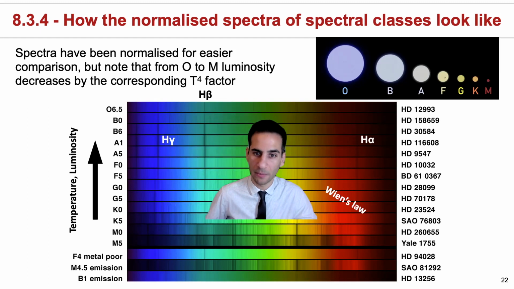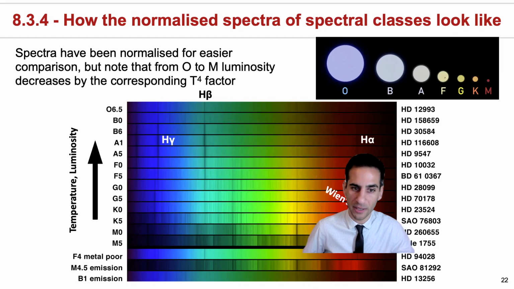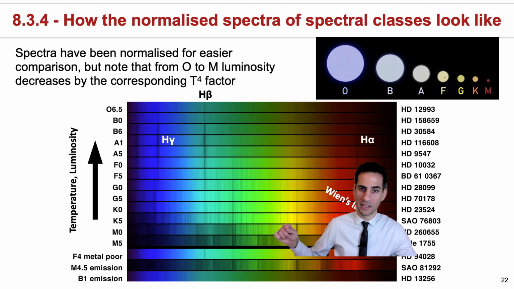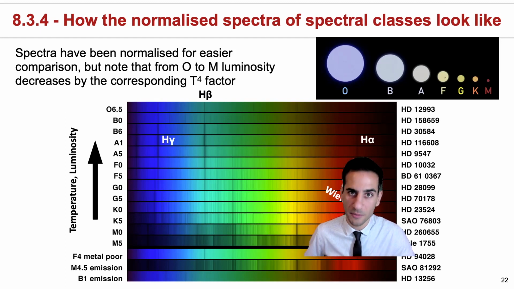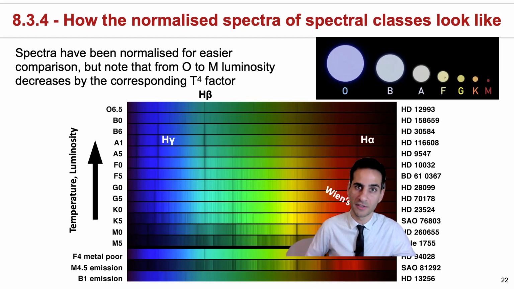In addition to that, what happens is as you go to colder and colder types, especially for K and M types, there's lots of absorption features that sometimes come from even molecules. And that is because they are cold enough for some molecules to actually exist at the surface of those stars.